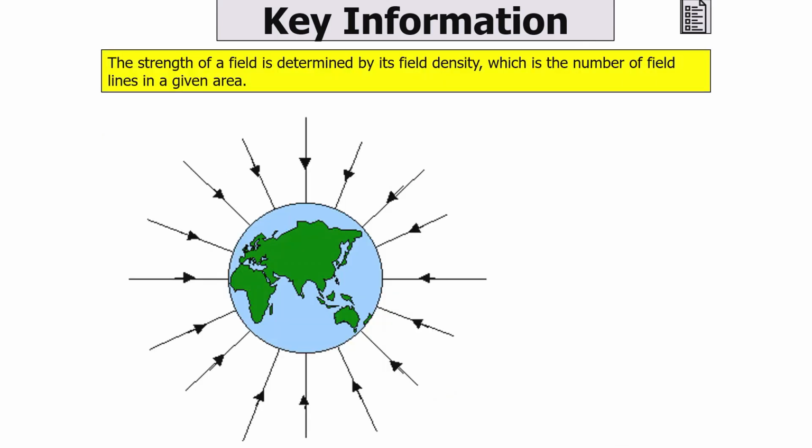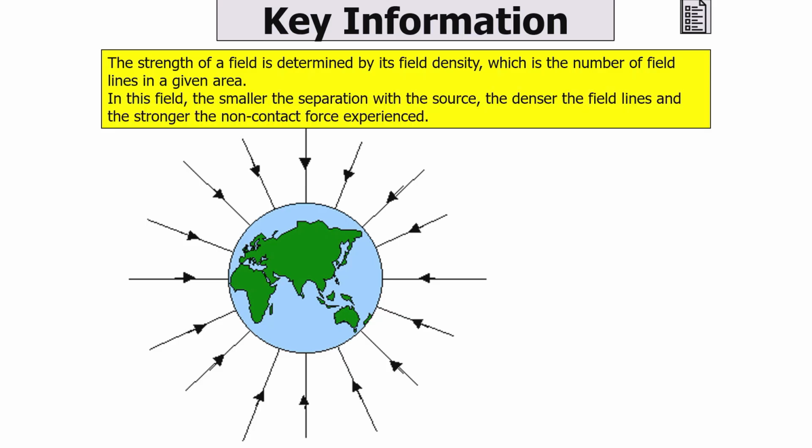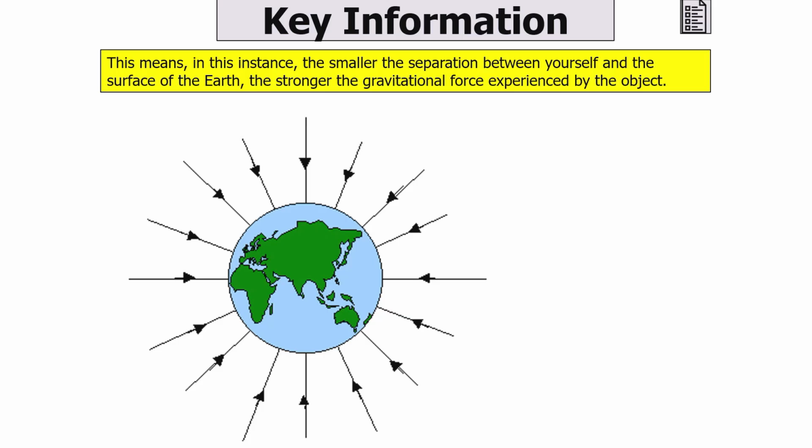Now, the strength of a field is determined by its field density, which is the number of field lines in a given area. In this field, the smaller the separation with the source, the denser the field lines, and the stronger the non-contact force experienced. This means, in this instance, the smaller the separation between yourself and the surface of the Earth, the stronger the gravitational force experienced by the object.